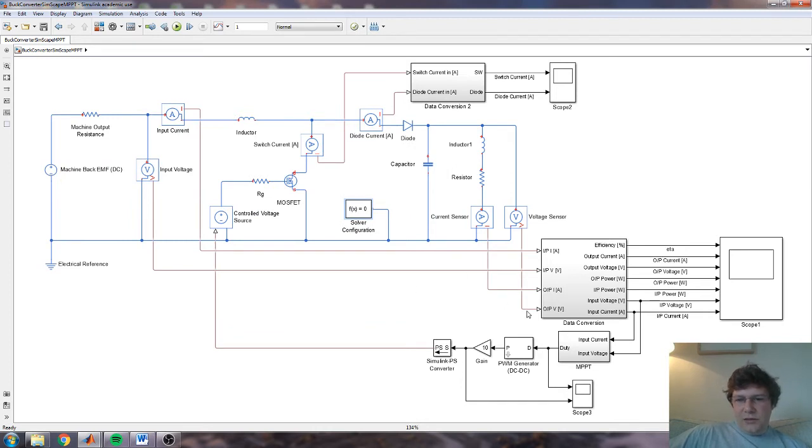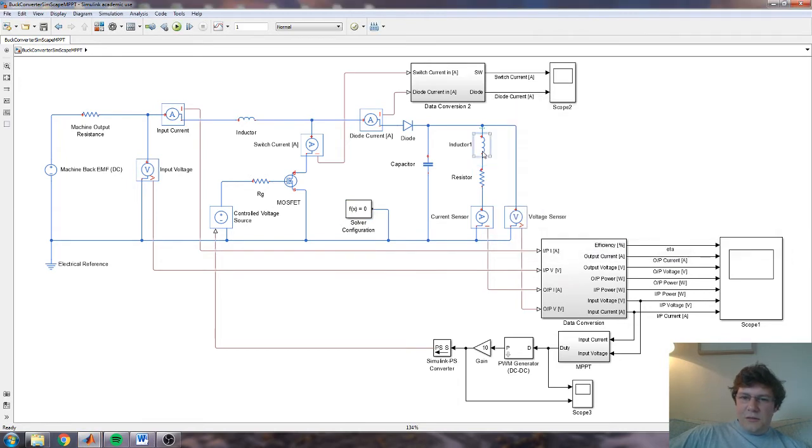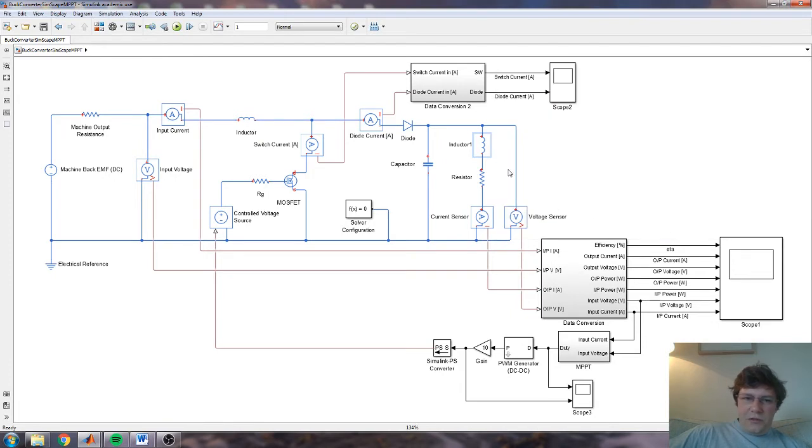Other thing we can have a look at is the output current and voltage, and for the load I've got an inductive component and a resistive component. I think the resistive component is probably 10 ohms, and the inductance is a millihenry. The switching frequency for this setup is a kilohertz, which is rather low.